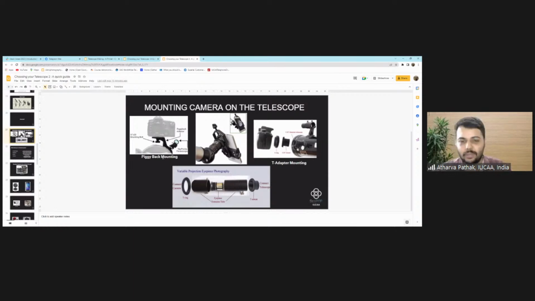So we are going to see these types of mountings, and in the next session we are actually going to demonstrate a live observation of the Moon as well as sunspots. So let's hope that we get some clear skies.